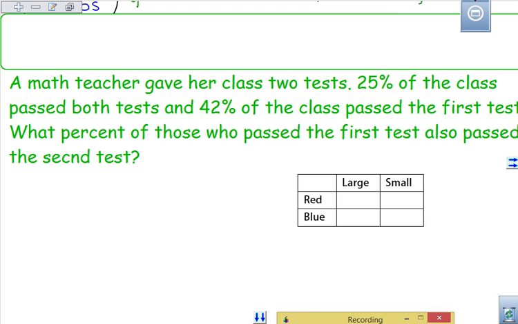Here's the second question. A math teacher gave her class 2 tests. 25% passed both tests. 42% of the class passed the first test. What percent of those who passed the first test also passed the second test?